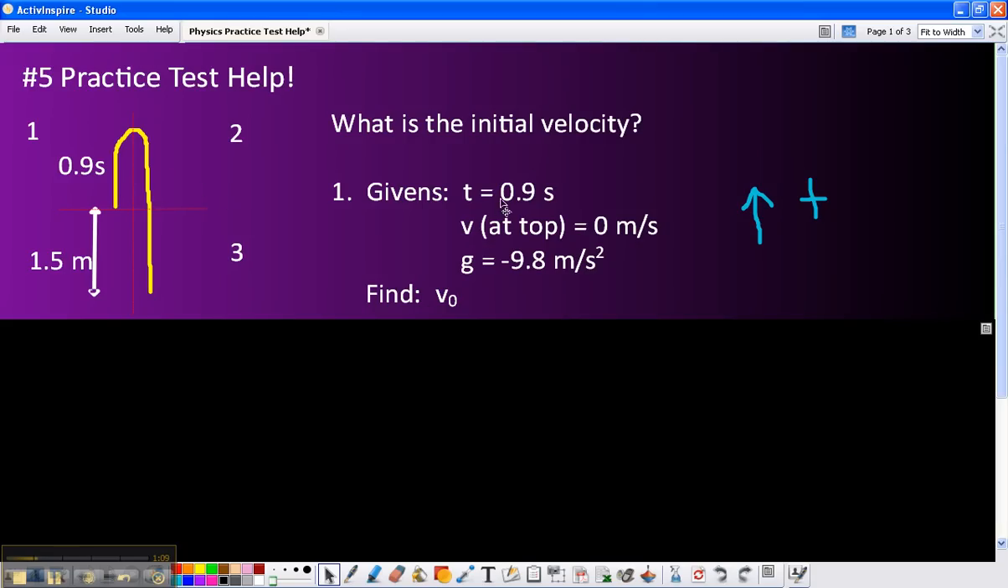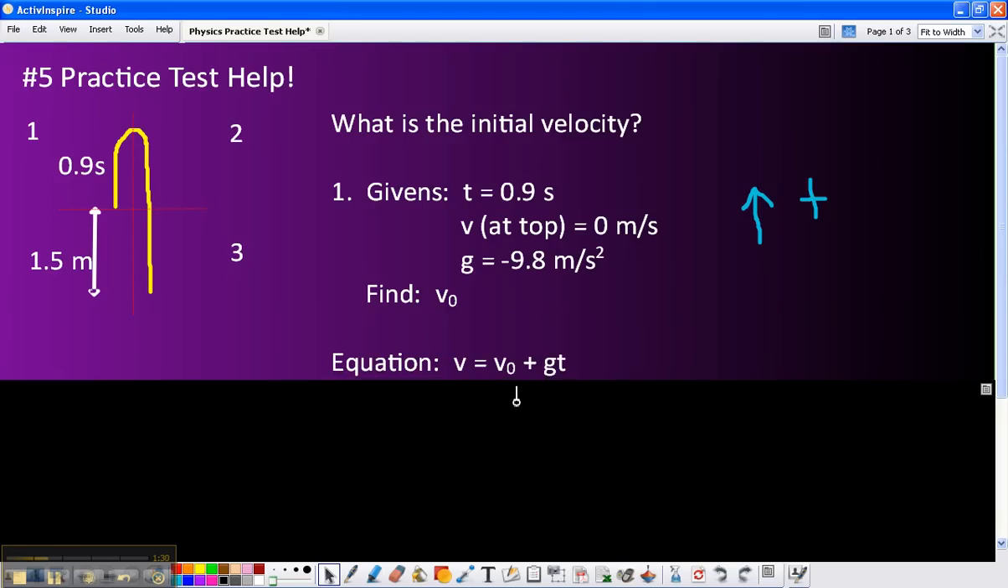Things that I know: t is 0.9 seconds. I know the velocity at the top is 0 meters per second, and that's always, and remember that's really useful and it's usually not mentioned in the problem. And g is negative 9.8 meters per second squared, which means I decided that up was positive. So I'm finding v naught.